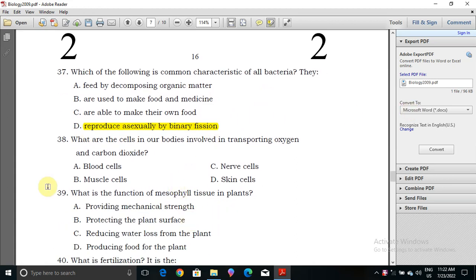Okay, now question number 38. What are the cells in our bodies involved in transporting oxygen and carbon dioxide? It will be blood cells, muscle cells, nerve cells, or skin cells. Of course, the correct answer will be blood cells. Why? Because muscle cells are for movement, nerve cells are for transportation, skin cells are for protection. So the correct answer for question number 38 will be choice A, which is blood cells, transporting oxygen and carbon dioxide.